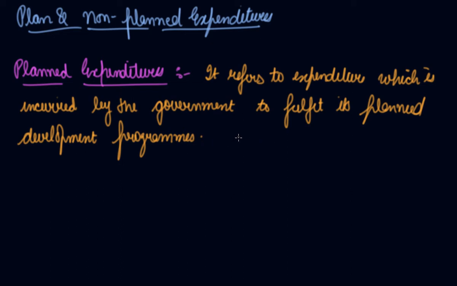So it includes both consumption as well as investment expenditure by the government, means C plus I, consumption and investment expenditure by the government. So, expenditure on your agriculture, power, communication, industry, transport, public utilities, health and education are some of the notable examples of the planned expenditure.